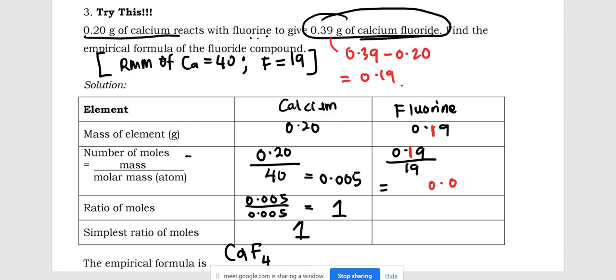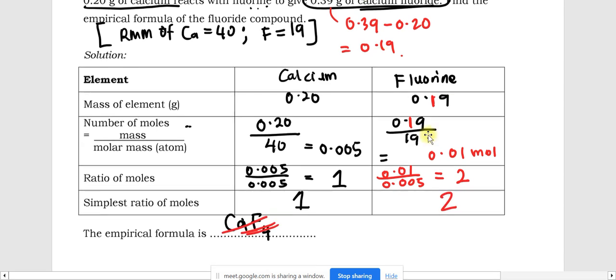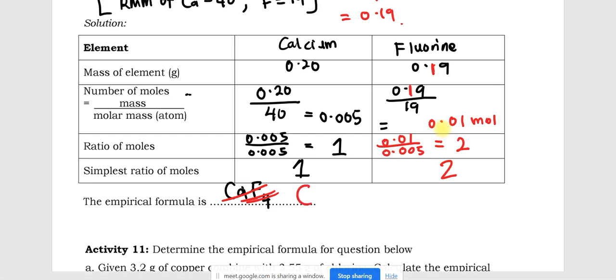Slow. 0.01 mole. Okay, then 0.01 divided by 0.005, you'll get 2. So this is 2. So the answer is calcium fluoride.